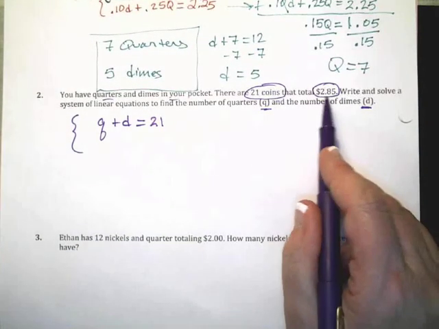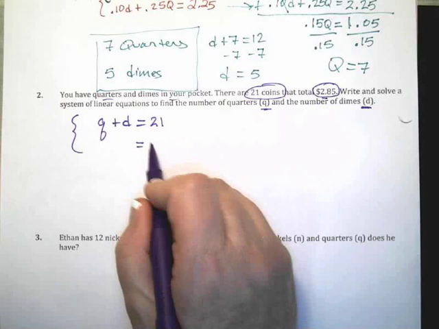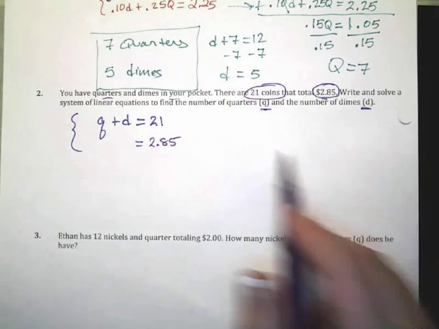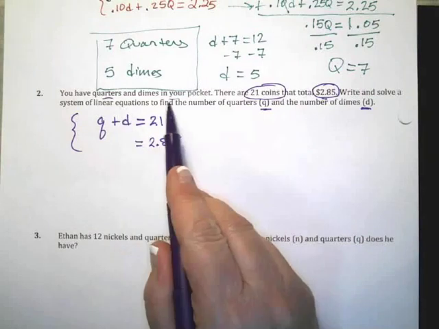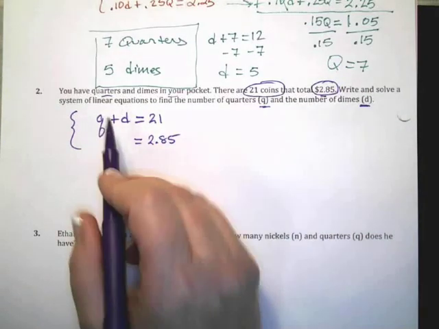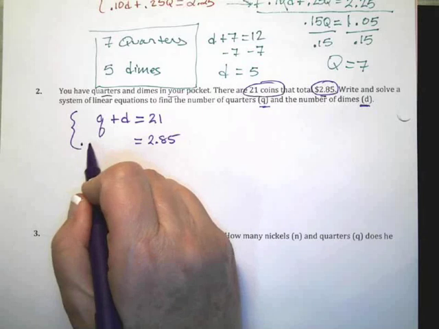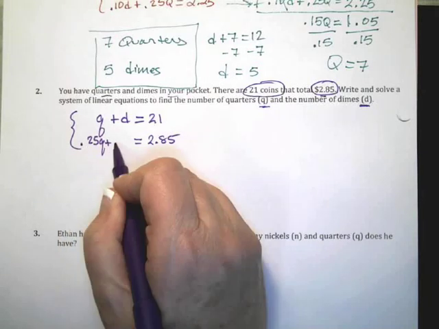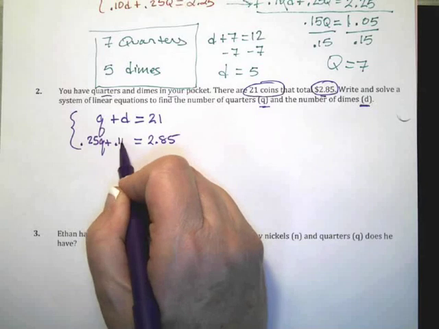Then the second equation, let's put this 285 on the right-hand side. And on the left-hand side, we're going to use the values for quarters and dimes. So a quarter is worth 25 cents, so 0.25 Q. And a dime is worth 10 cents, so 0.10 D.